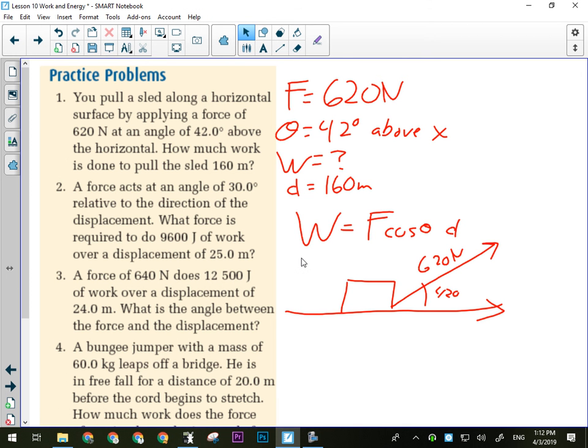All right, everyone follow what we did there? Okay, I want you guys to try 2 and 3. Okay, don't worry about 4 for right now. Just try 2 and 3 for right now.